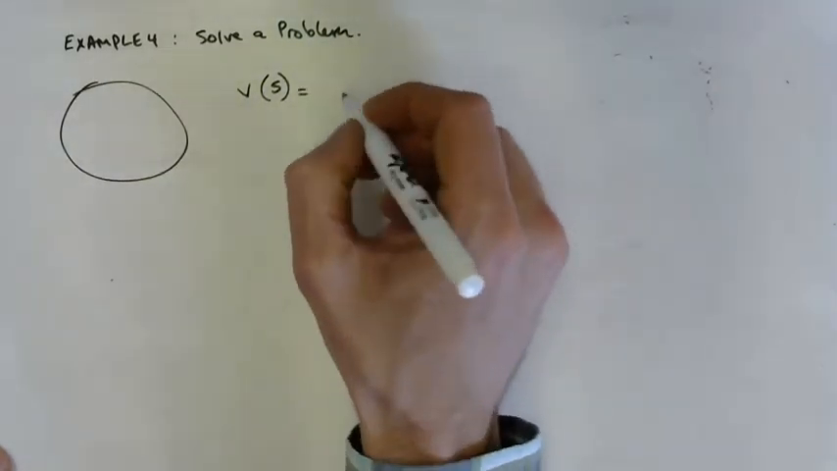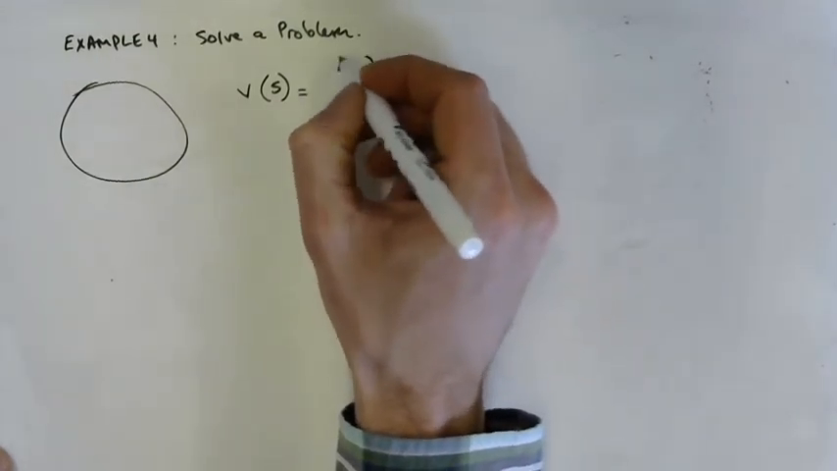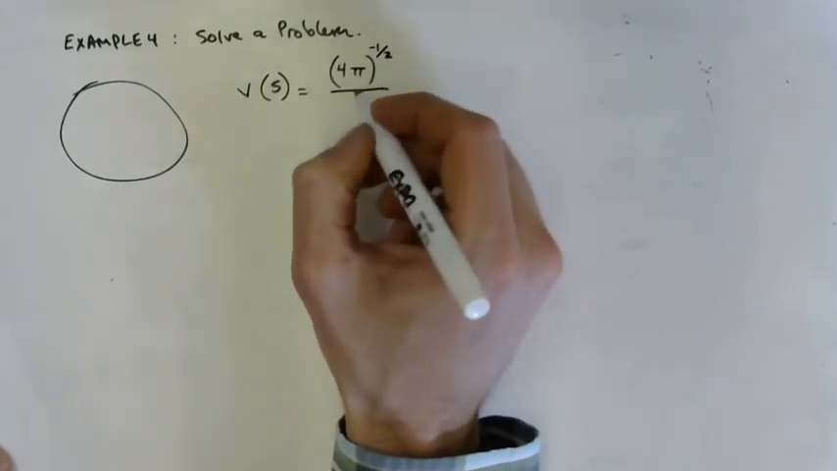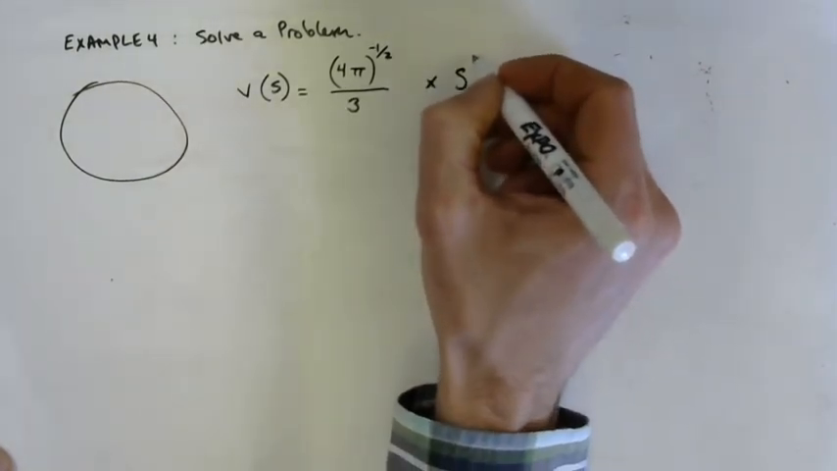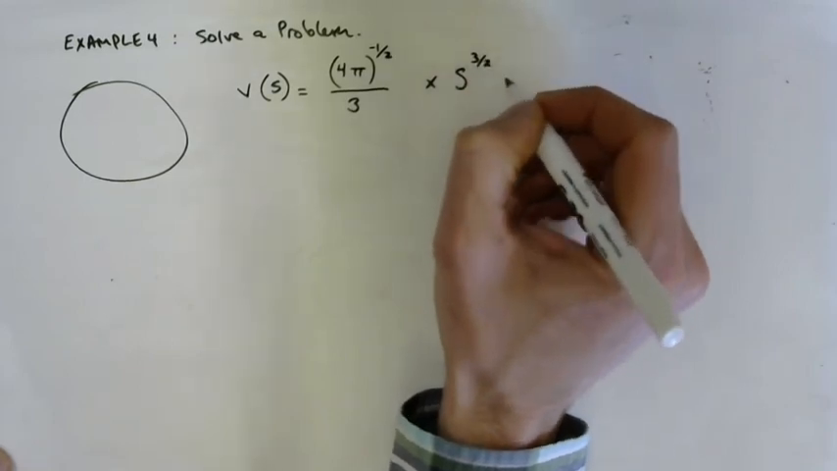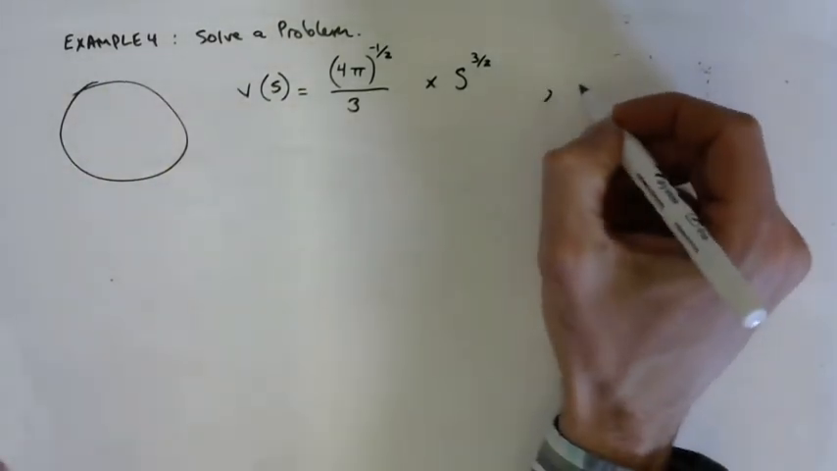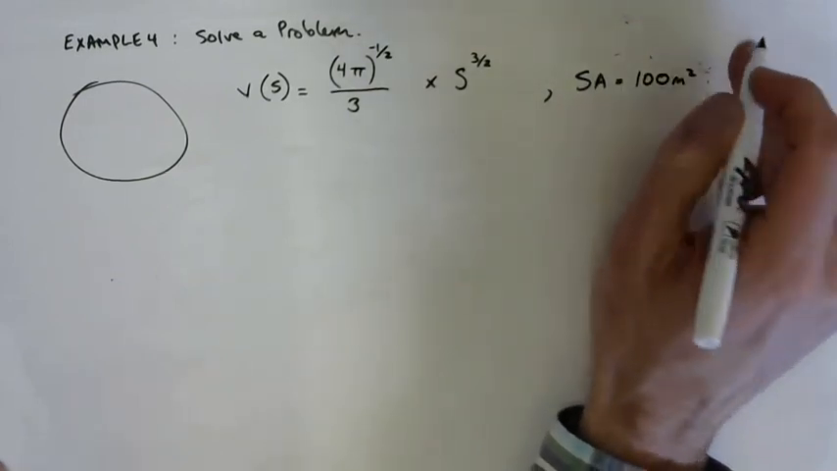The relationship here is given by, in the numerator, 4 pi to the power of negative 1/2, over 3, times s to the power of 3/2. And we need to find the volume to the nearest cubic meter of a spherical holding tank with a surface area of 100 meters squared. So we're looking for surface area of 100 meters squared.